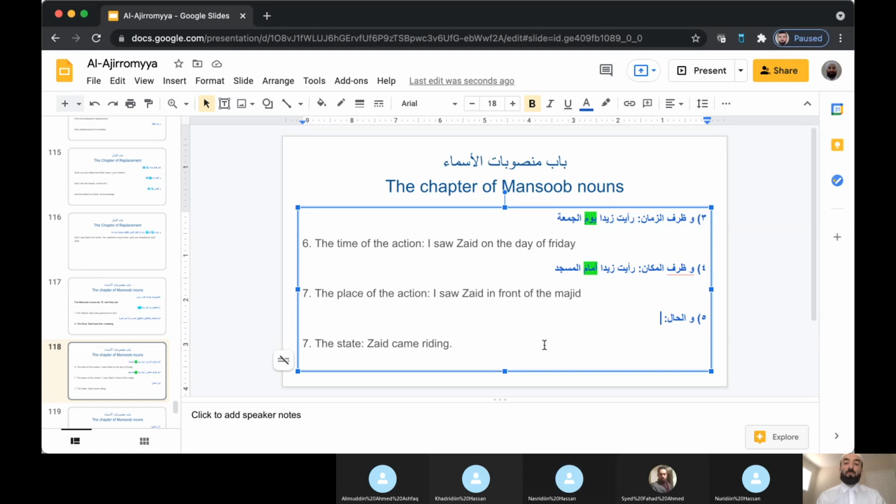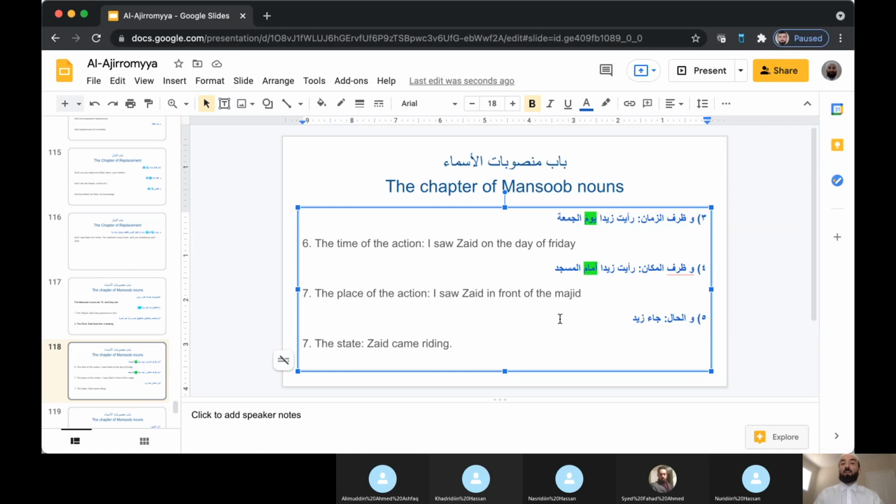Yeah, so basically, go ahead. Zaid came from somewhere. So Zaid, of course, came from somewhere, but what's the state of Zaid? And what state did he come? Riding. Riding, right? So that's the riding part is the state. He's riding a bike or a horse, whatever.